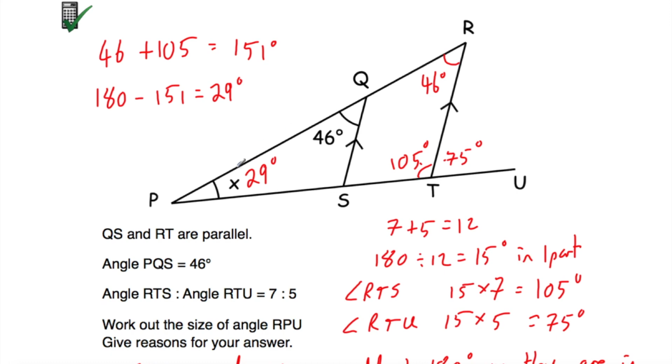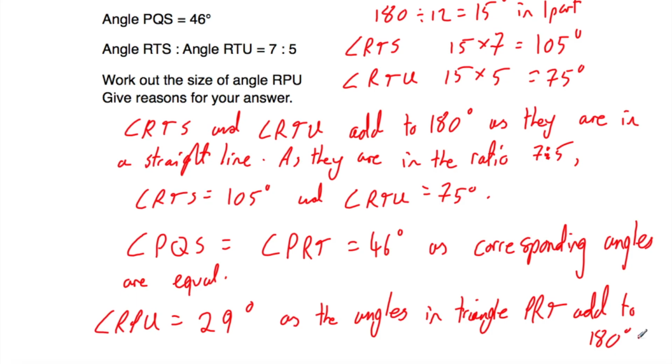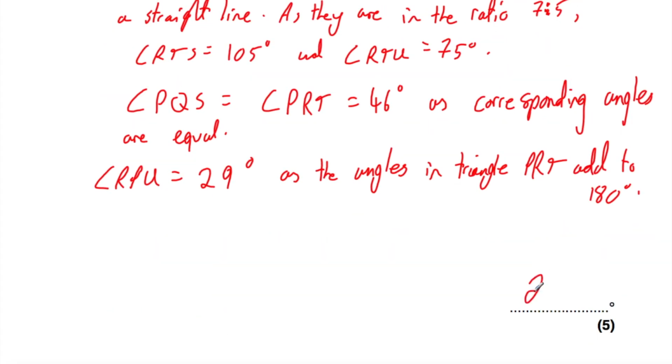So let's explain that. Angle RPU is equal to 29 degrees because the angles in triangle PRT will have to add together to be 180 degrees. And that's it. I've just explained that angle RPU is equal to 29 degrees as the angles in triangle PRT add to 180 degrees. And let's just write our answer down, 29 degrees.